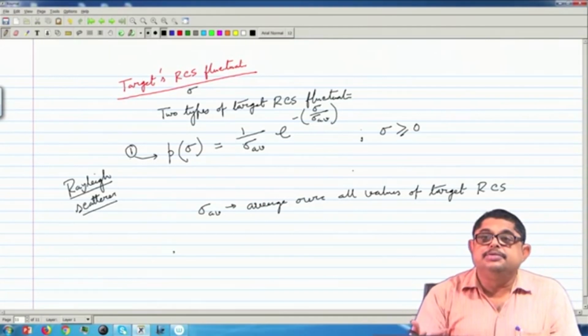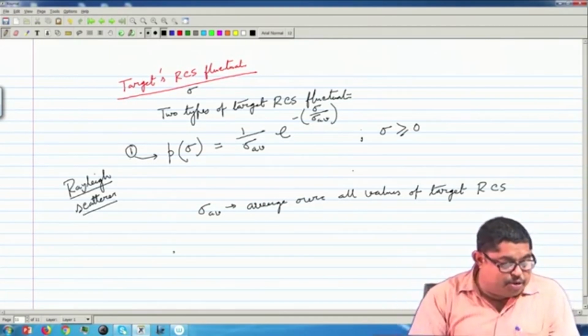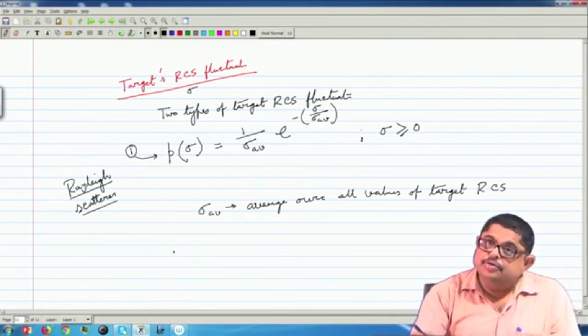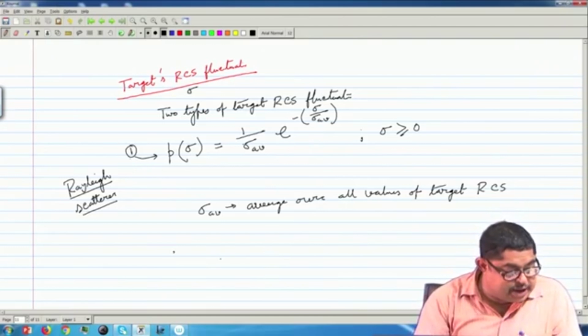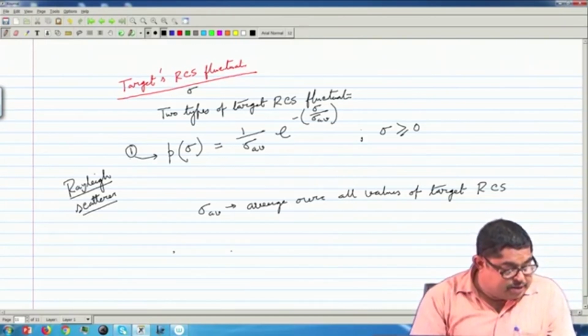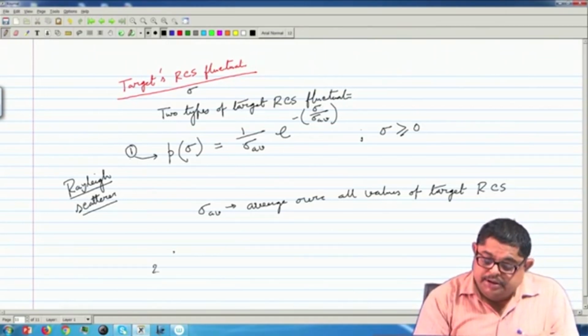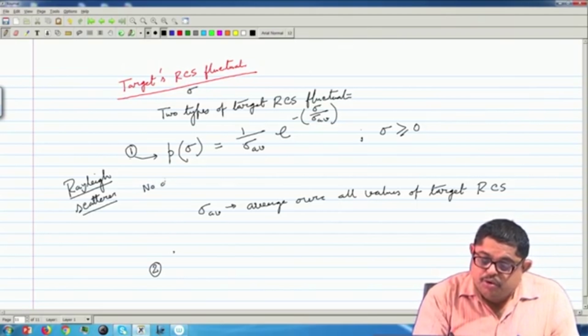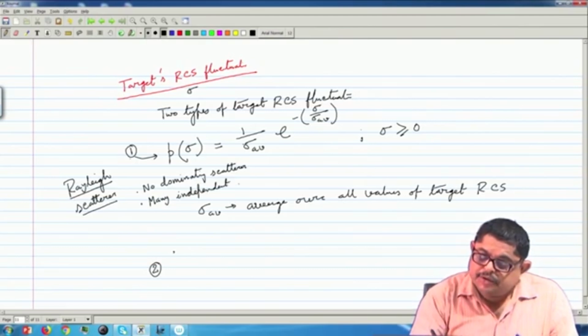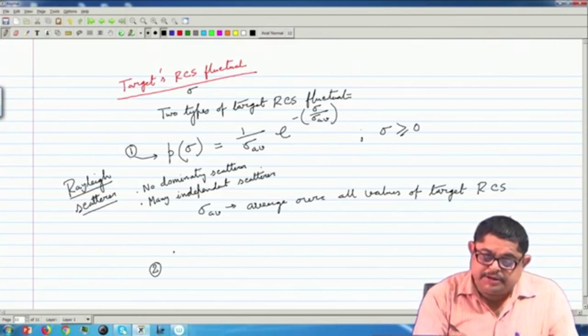Actually, exponential distribution is the squared voltage distribution of Rayleigh. So, this thing, but Peter Swerling named it after Rayleigh scatterers. So, we will say that for Rayleigh scatterers this is the thing, and another thing I will say, number 2, that if there is no dominating scatterer and many independent scatterers, that makes a Rayleigh scatterer.